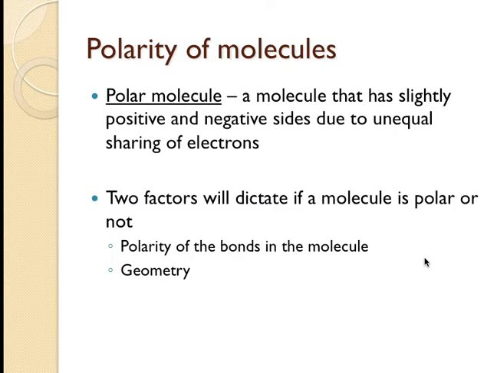All right, the polarity of the molecule. If a molecule overall has a slightly positive and a negative side due to the unequal sharing of the electrons, much like the water molecule, it is a polar molecule. Two factors influence whether a molecule is polar or not. First is the polarity of the bonds in the molecule, and the second is the geometry of the molecule. How do those polar bonds cancel each other out, or do they add together?